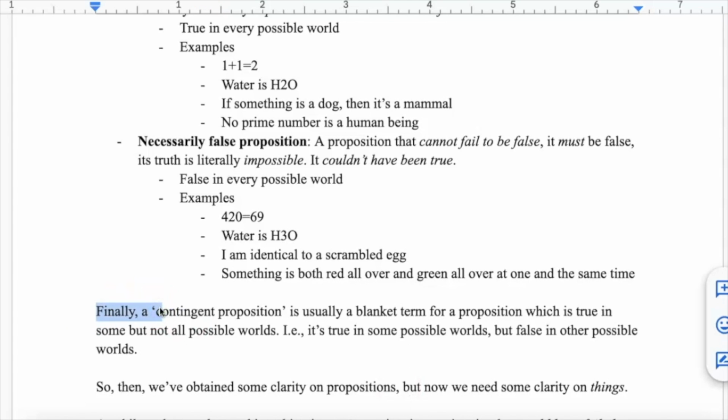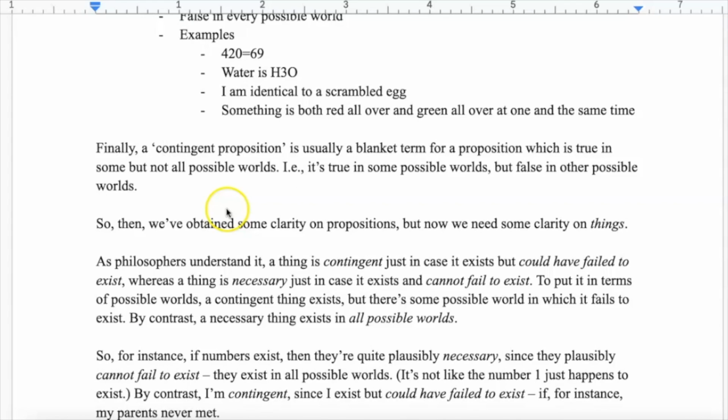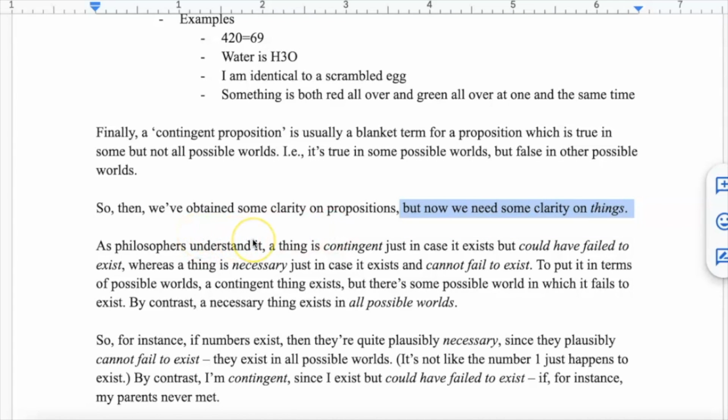Finally, a so-called contingent proposition is usually a blanket term for a proposition which is true in some but not all possible worlds. That is, it's true in some possible worlds, but it's false in other possible worlds. But anyway, we've now obtained some clarity on propositions and fourfold modal distinctions among them, but now we need some clarity on things, like objects, or events, or states of affairs, etc. Now, as philosophers understand these terms, a thing is contingent just in case it exists, but could have failed to exist.